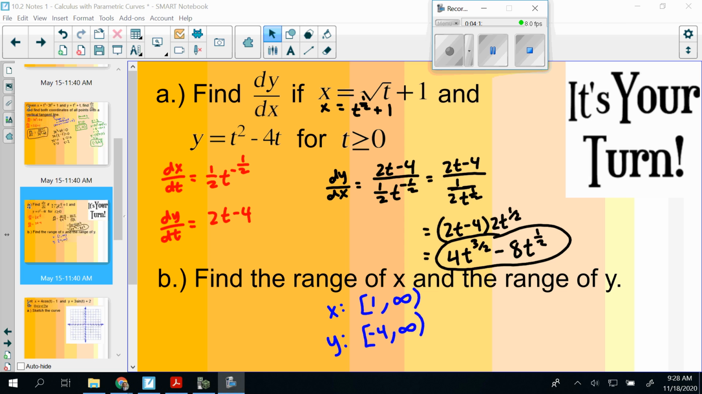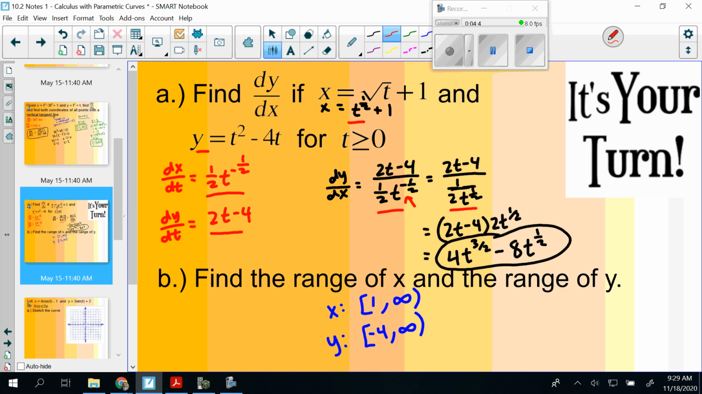You've got to find the derivative dx/dt. So probably want to think of this as t to the 1/2, and then the derivative would be using our power rule right here. The derivative of y in terms of our parameter t would be 2t minus 4. So dy/dx is our dy/dt over dx/dt, which you see here. Depending on how far you simplified, I moved this t down to the denominator here and then multiplied by the reciprocal, which would be that, and distributed to simplify. As long as you got somewhere in there, that should be pretty good.